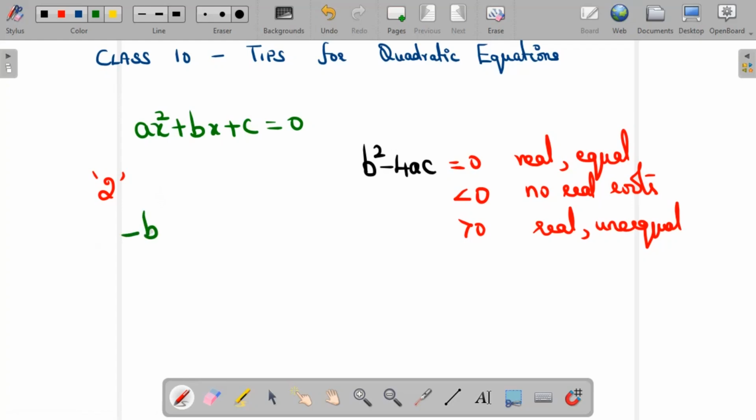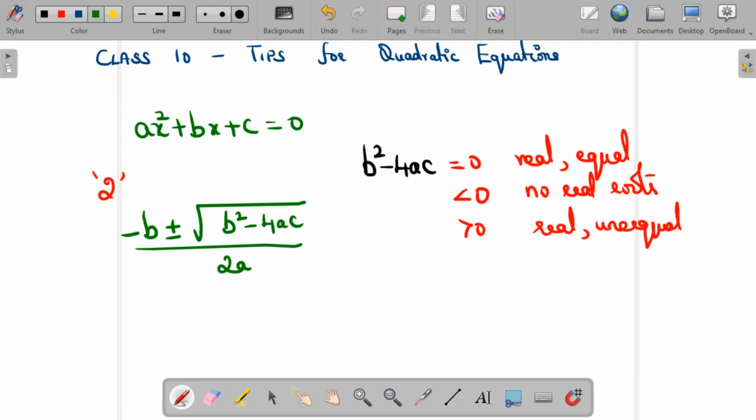This is minus b plus or minus square root of b squared minus 4ac, the whole thing divided by 2a. When I do minus b plus square root of b squared minus 4ac by 2a, you get one root. When we do minus b minus square root of b squared minus 4ac by 2a, you get the second root. So from this particular expression, we are deriving two roots of the quadratic equation.